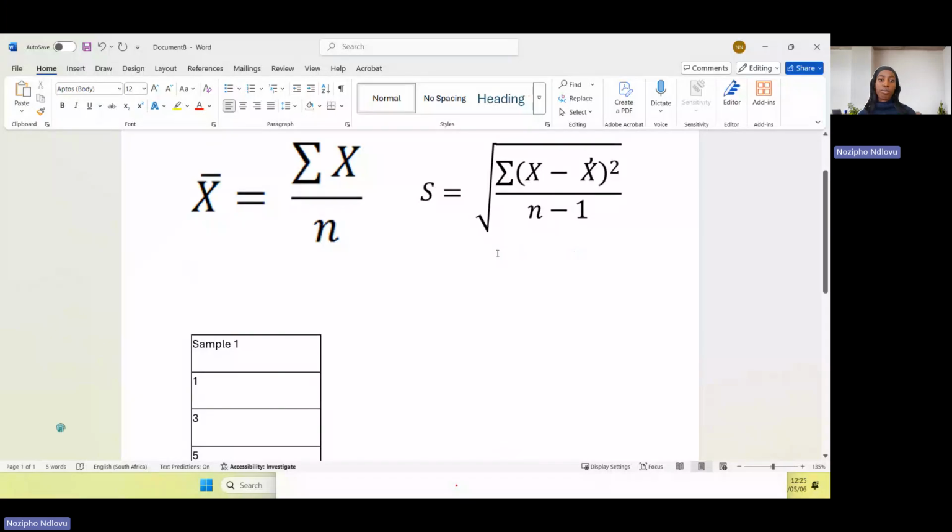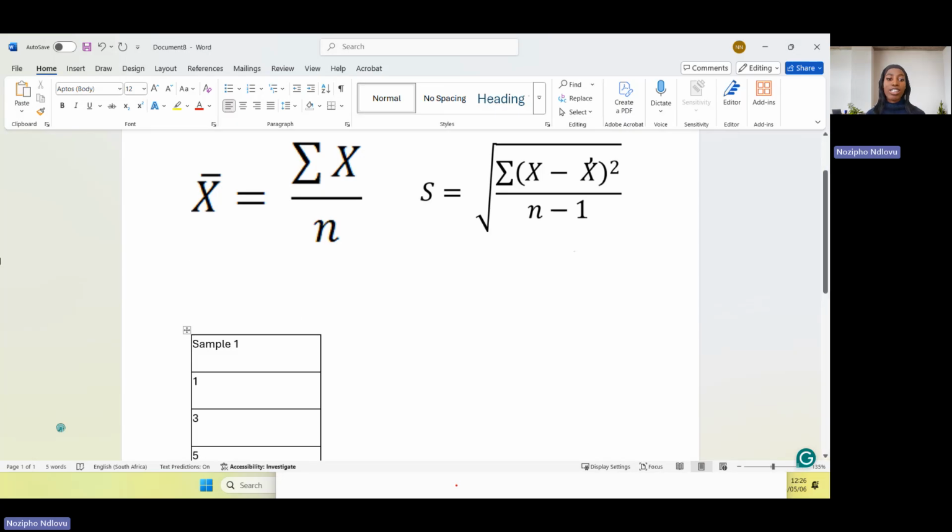Hi everyone. So today we are going to be looking at how to calculate a mean and a standard deviation. So what is a mean and why do we need to sometimes calculate it? We calculate the mean so that we can get an average of the sample. It can be for a sample, for a population.